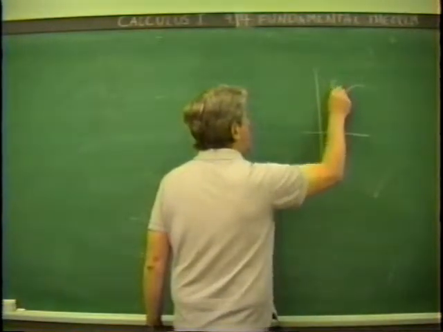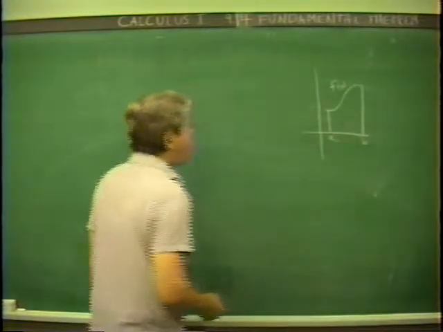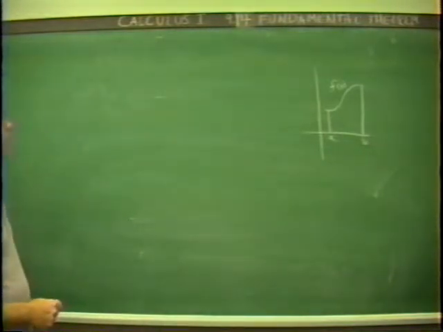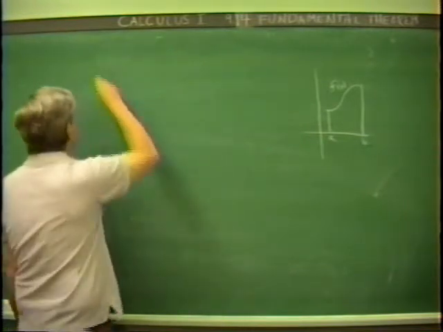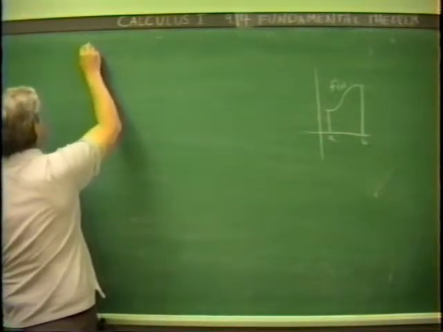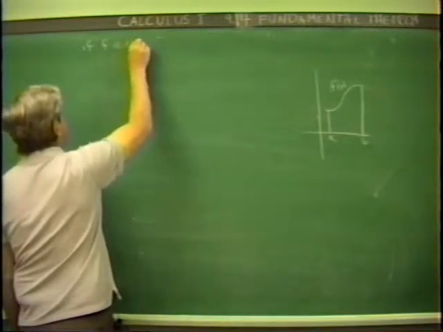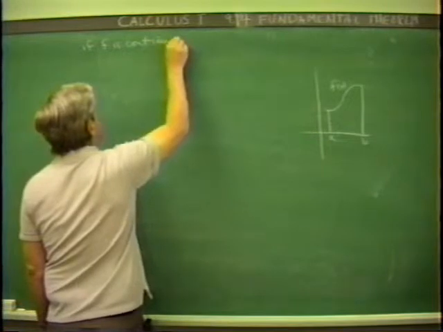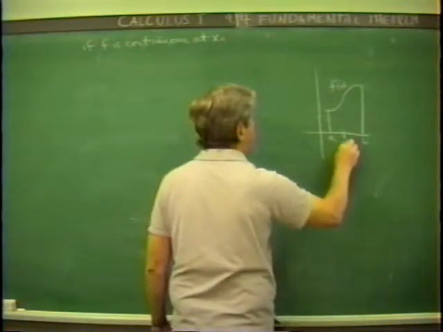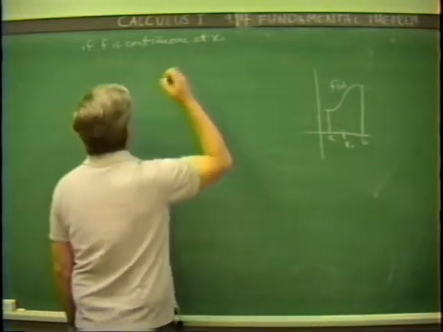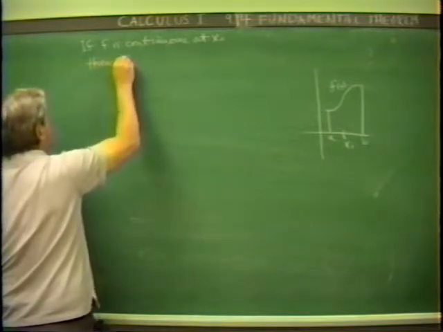Okay. Continuing now with the fundamental theorem of calculus. Imagine we've got little f over here. Again, draw this positive for a moment on the interval from a to b. And we assume that f is integrable. And now suppose f is continuous at a point x naught. So here's a point x naught.